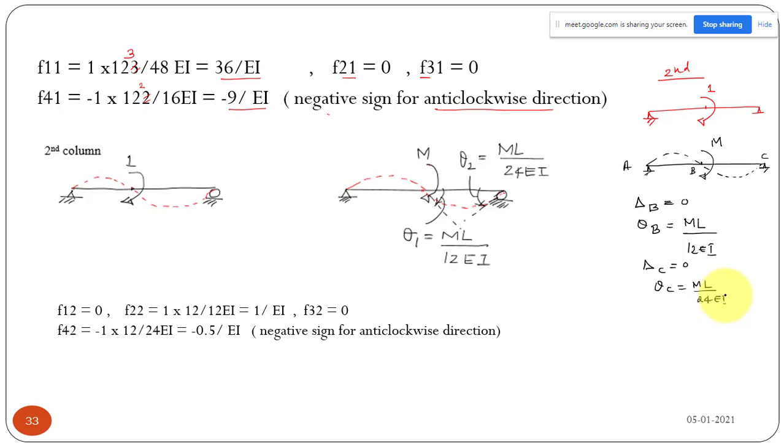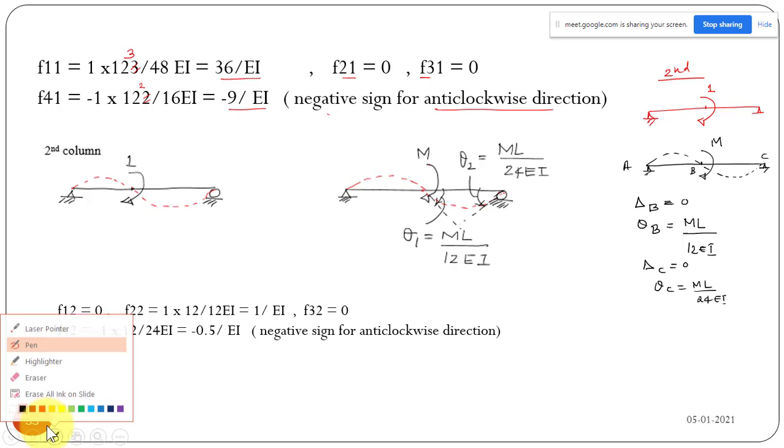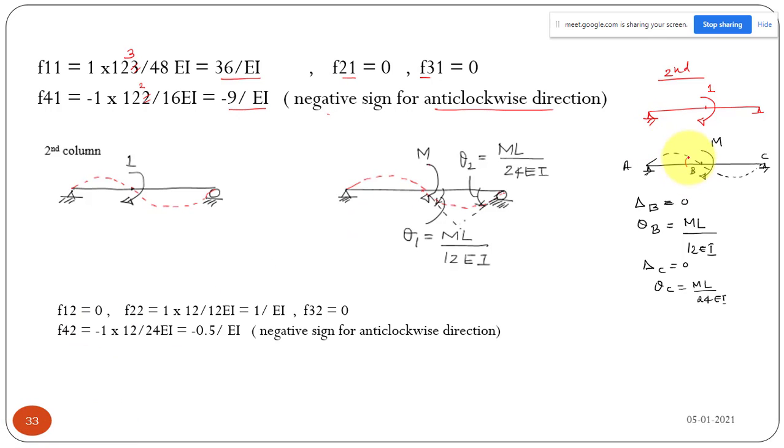That means if you have a loading like this, then at the midspan, at this point, we will have some angle theta, a clockwise rotation, and this theta will be 2 times this theta, which will be something less. This will be just theta by 2. That is what you can see. This is ml by 12 EI, and this rotation will be ml by 24 EI. So maybe you can remember this result like that.